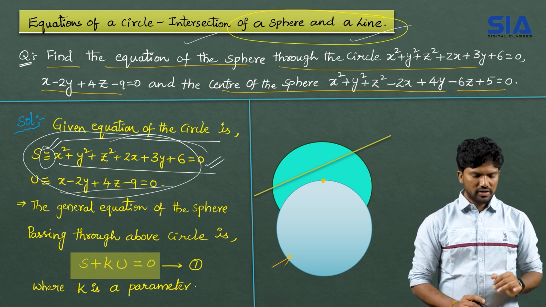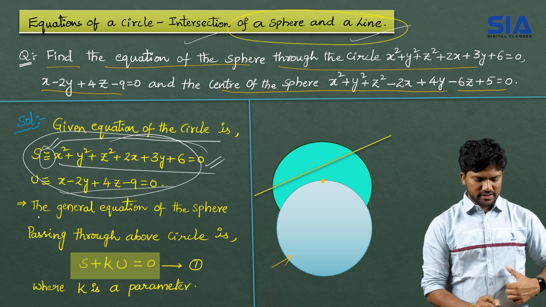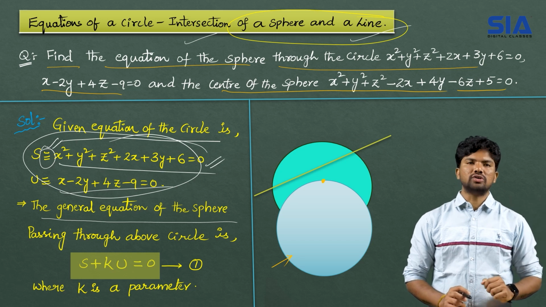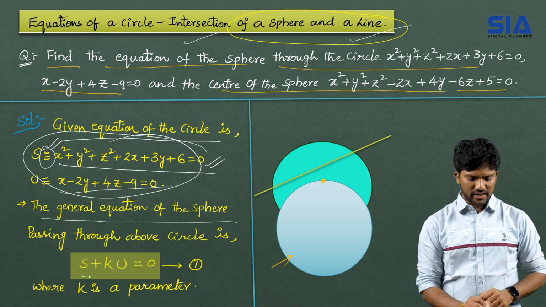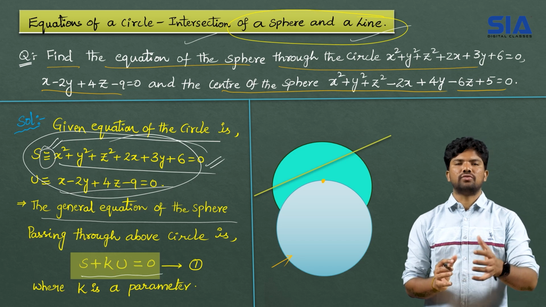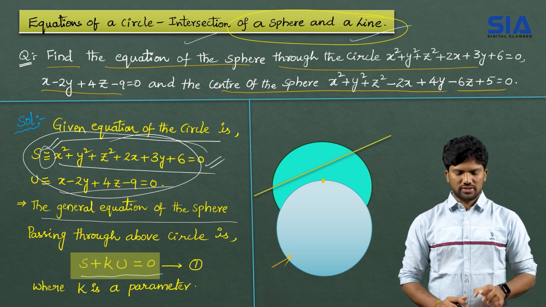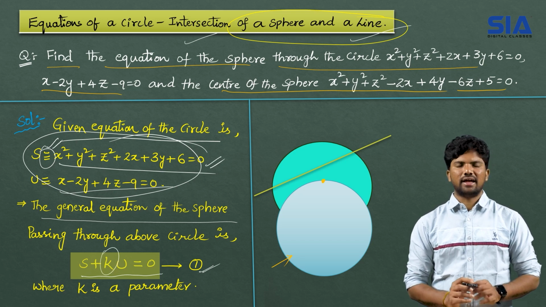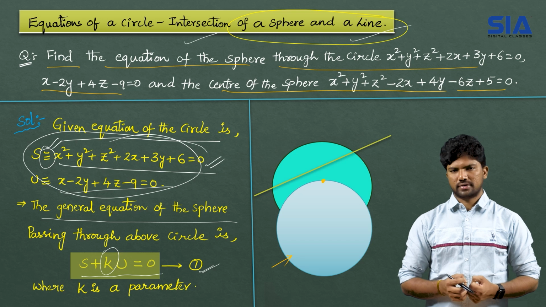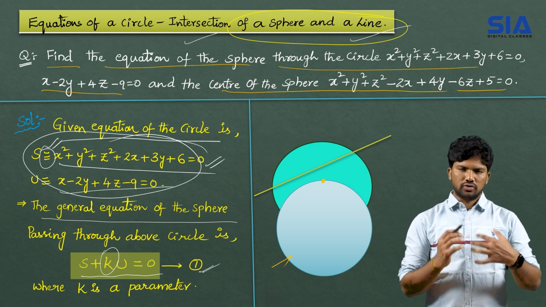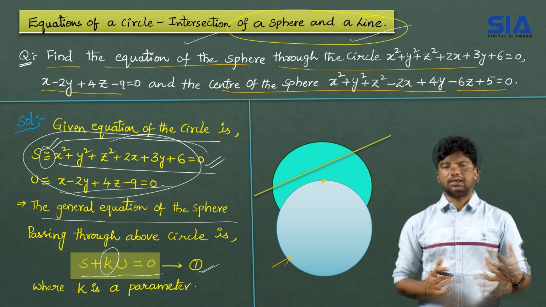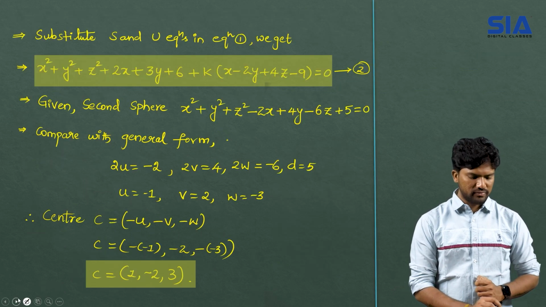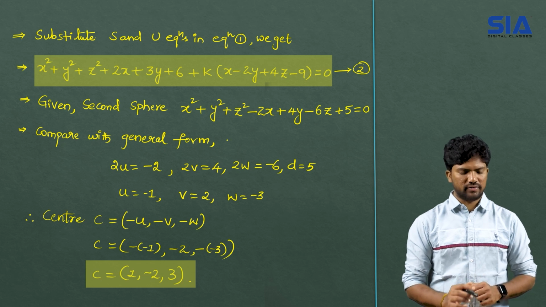Now our required sphere equation, the general equation of the sphere passing through the above circle, is S plus K into U is equal to 0. We are taking that as equation number 1, where you know very well small k is any parameter, any constant. We have to determine the constant value and back substitute in equation number 1, then we will get the required sphere equation.